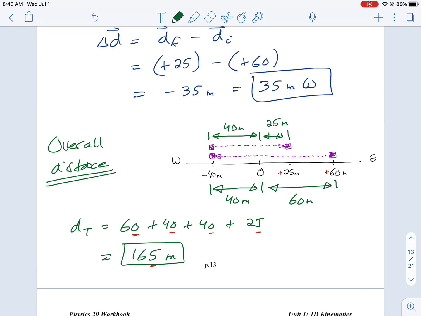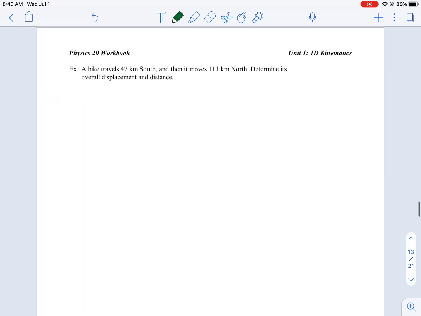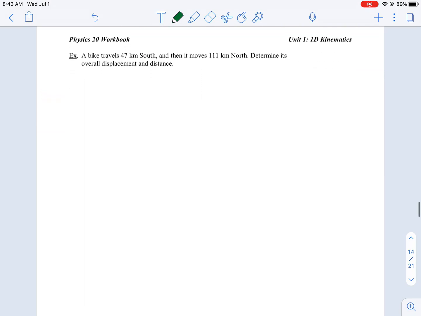All right. Last but not least. So now we have a bike that travels 47 kilometers south and then it moves 111 kilometers north. Hey, nice long ride there. And again, we're going to do overall displacement and overall distance. I highly recommend that you actually draw this motion first. So realize this time I'm not giving you positions. I'm actually telling you how far it travels.